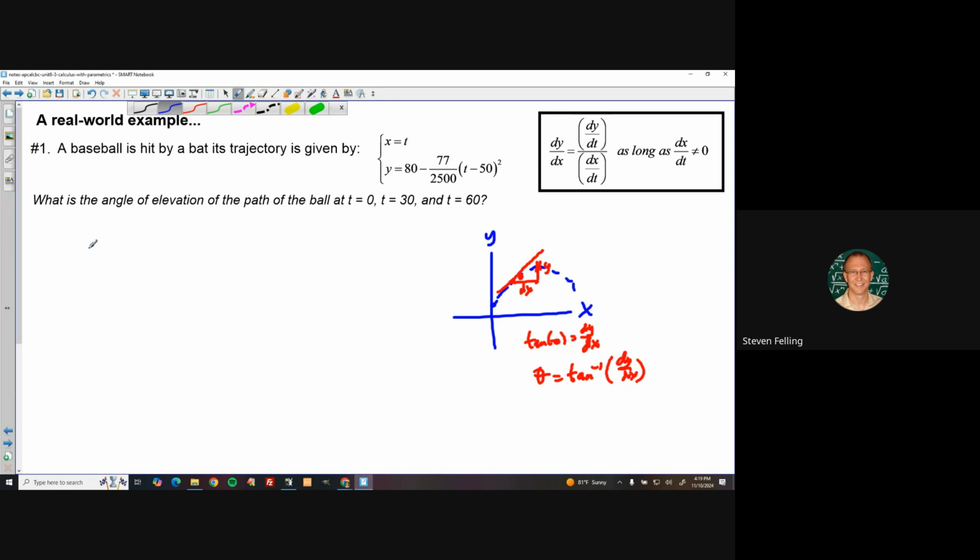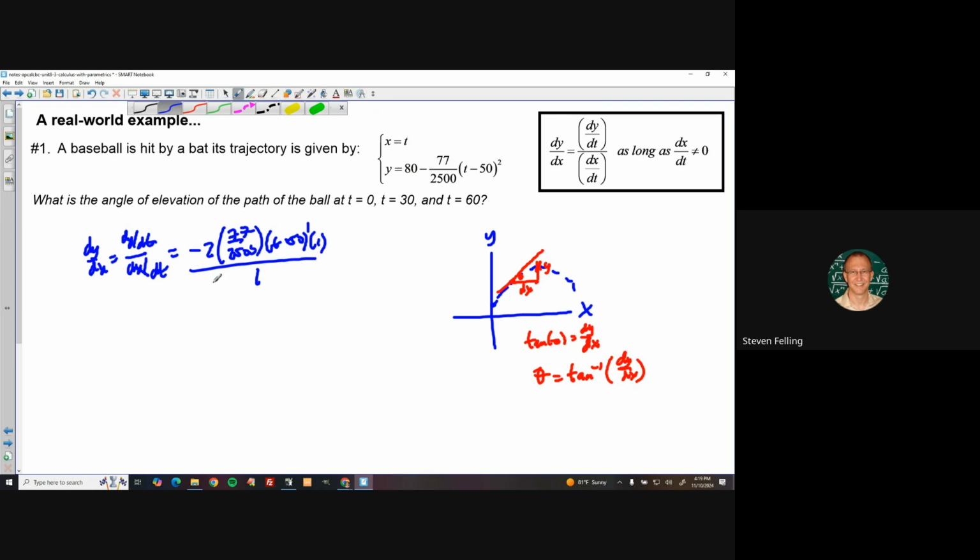So we know that the slope is dy/dx, and that is therefore (dy/dt)/(dx/dt). Right, so what is dy/dt? Well, the derivative of that is 0. The derivative of this is you bring the 2 down here, so it's minus 2 times 77 over 2500, times (t minus 50) to the first power, and then times the derivative of the inside, which is 1. So that's the top of the equation. And then the bottom of the equation is the derivative dx/dt, which is simply 1.